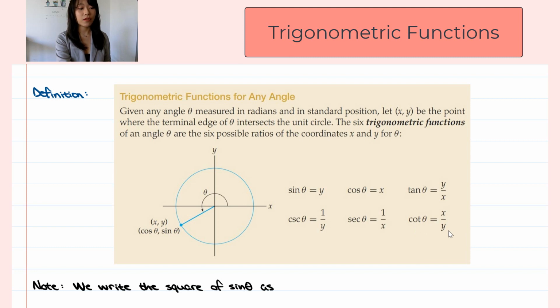And just a quick note on the notation. We write the square of sine theta as sine squared theta, and we put the square in between sine and the theta.